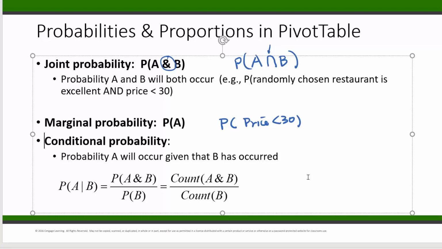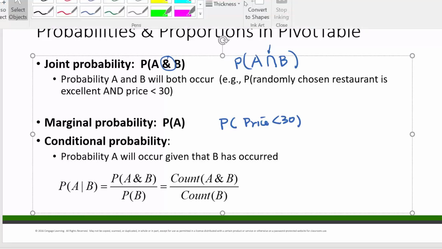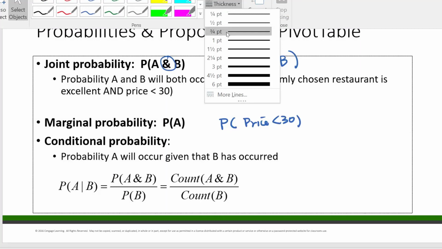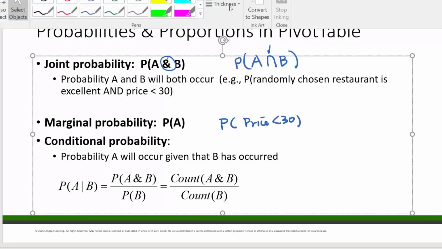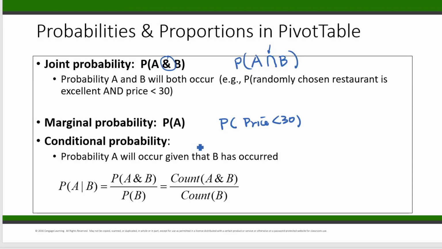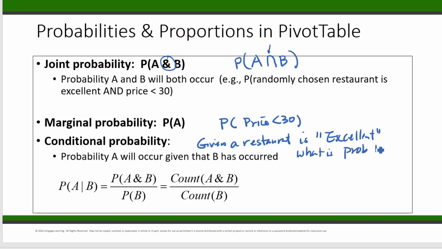Okay, so let's write that down here. So I could say something like, given that a restaurant is excellent, what is the probability that the average meal price will be under $30? So if I were to ask a question like this, I'm looking for a conditional probability.